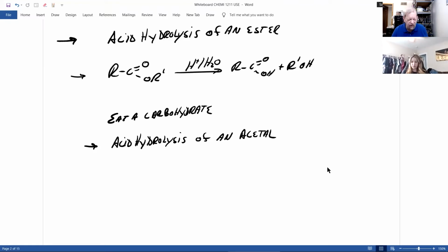And how do you describe this with a general reaction? Well, you learned for test number 2, acetal or ketal reacted with acid and water.